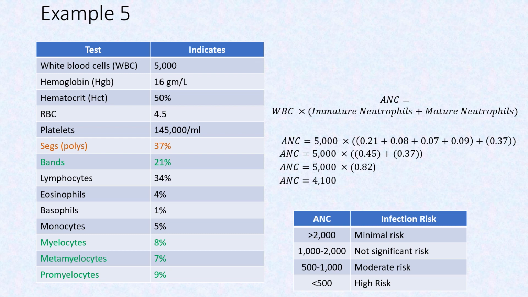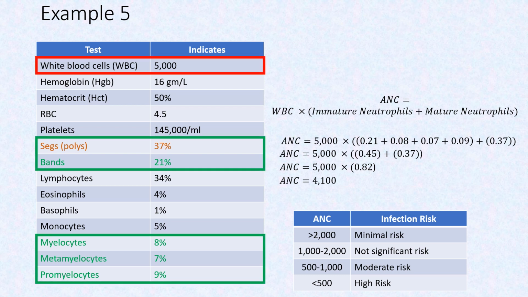In example 5, the white blood cells are 5,000. The mature neutrophils or segs are 37%. The immature neutrophils are the bands, myelocytes, metamyelocytes, and promyelocytes at values of 21, 8, 7, and 9% for a total of 27%. When added to the mature neutrophils, this equals a total neutrophils of 82%, or 0.82. When entered into the formula, 5,000 multiplied by 0.82 equals 4,100. This is greater than 2,000 and reassuring for no infection.